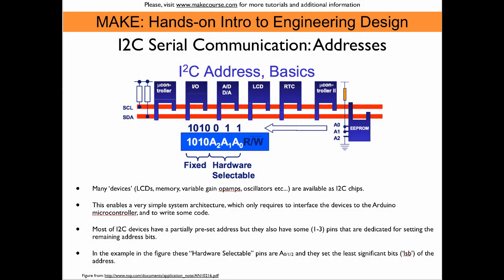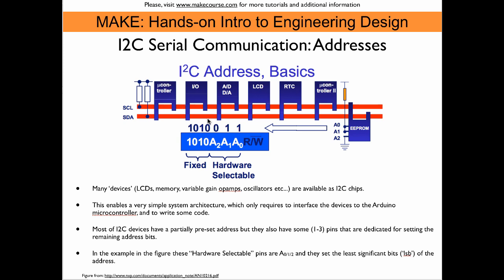This slide shows a typical scenario of how the I2C bus might be used in a circuit. Several devices are being connected to the microcontroller. In this example, there are actually 2 microcontrollers, so we basically have 2 master devices, and then we have a bunch of slaves here. These devices can be LCDs, memory, variable gain op amps, oscillators. All these types of chips or devices are available in I2C versions, and that makes it very convenient to connect everything together and control it with a microcontroller, the Arduino.